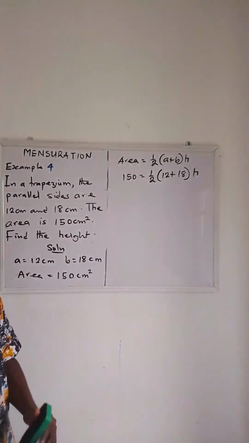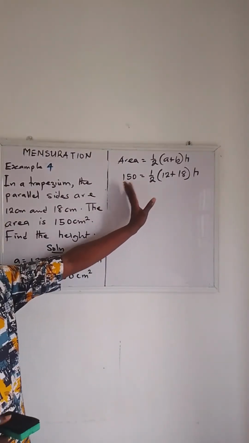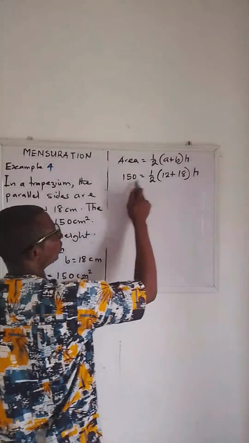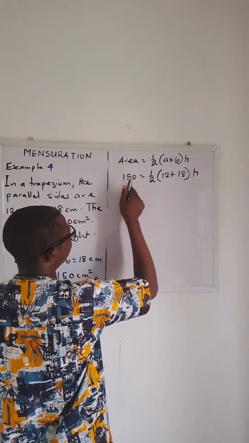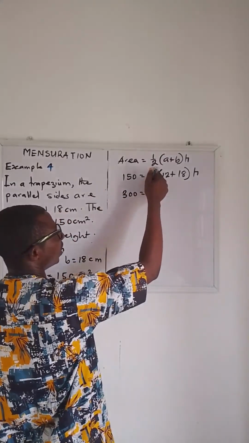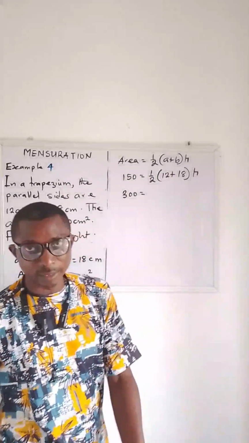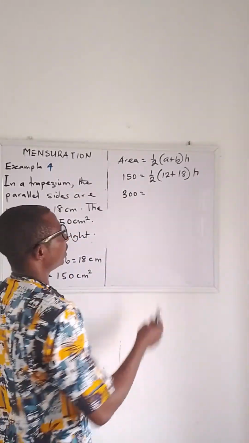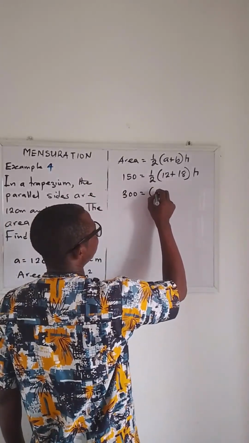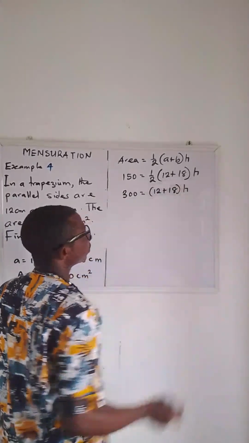Now here, to do this, the first thing is to clear the fraction. Let me clear this fraction. So I'll just multiply through the LCM of the denominator. That's 2. So you multiply this by 2, this by 2. So when you multiply 150 by 2, what do you have? You have 300. So when you multiply this by 2, 2 will cancel 2. Okay? And you have 1. So that means what I have here now is going to be 12 plus 18 times h.